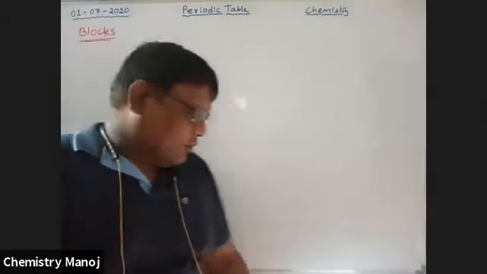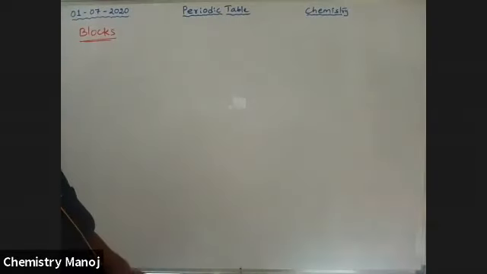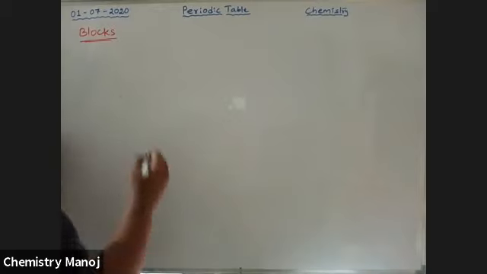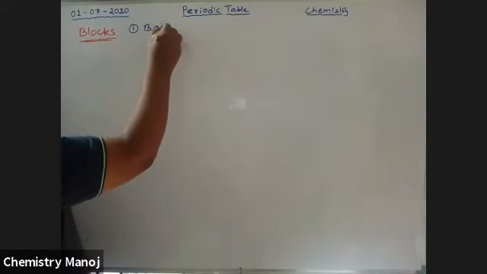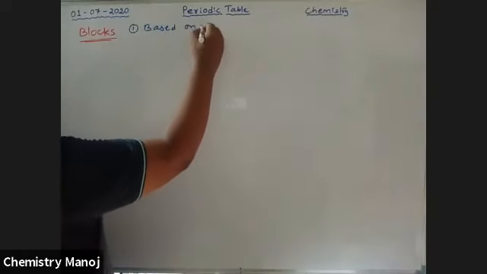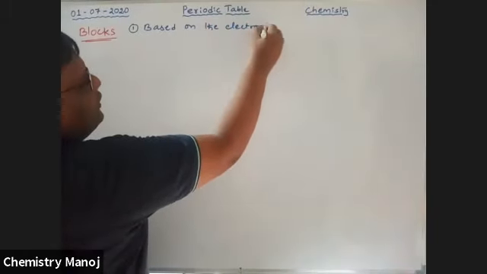Classification of elements into different blocks. How are these elements in your periodic table classified? What is the basis on which these elements are going to be classified? The classification is based on the electronic configuration.